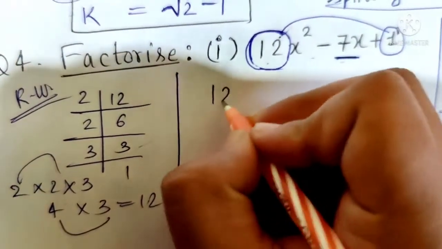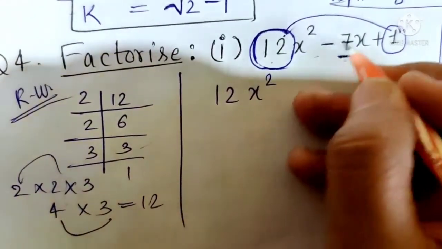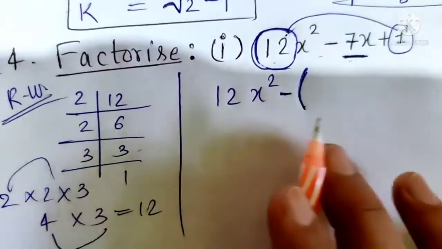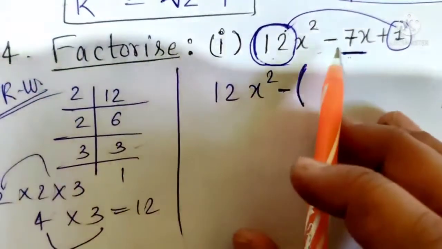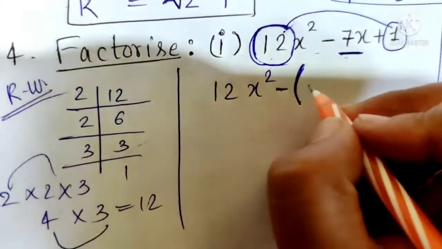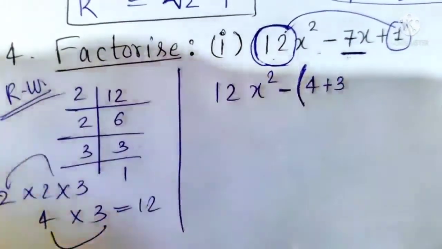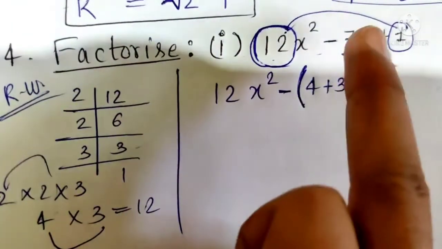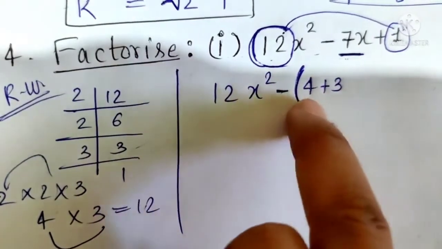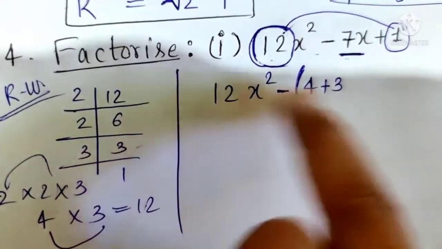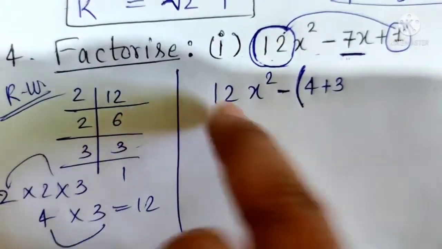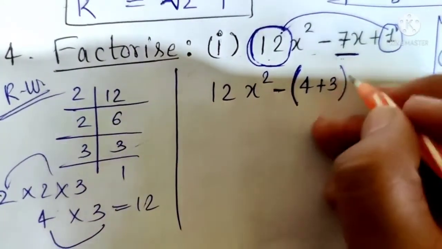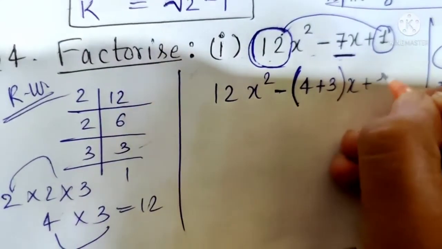So it means here we can write 12x square, and in place of this minus we will write minus here, and then we will open the bracket. In place of this 7, what will we write? 4 plus 3. I told you, we have to check two numbers whose sum or difference should come to the middle term. The middle term is coming 4 plus 3. Here the sum is 4 plus 3, 7, and 4 3s are 12. That product is also coming. Now we will close the bracket. In place of 7 we have written 4 plus 3. x will come as it is, and plus 1 will come as it is.